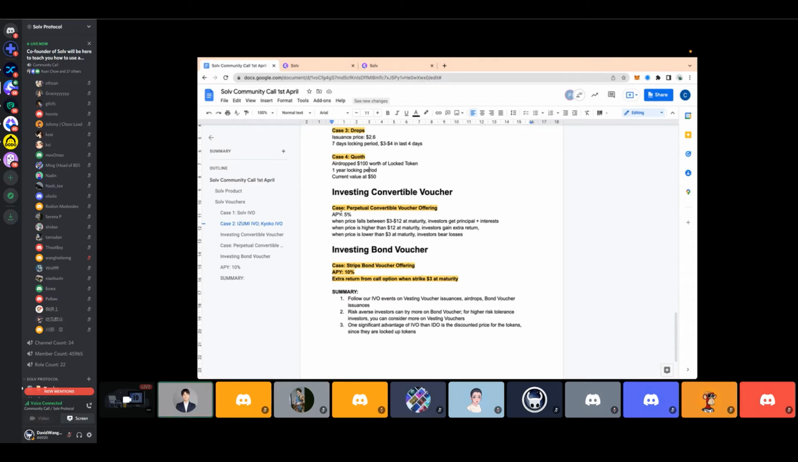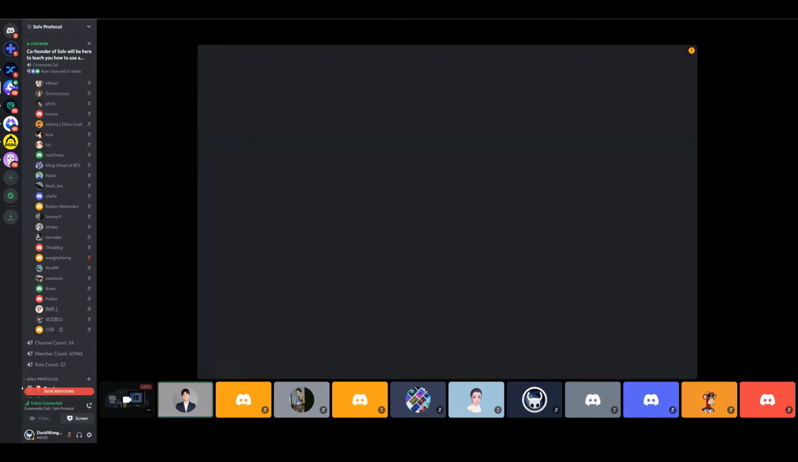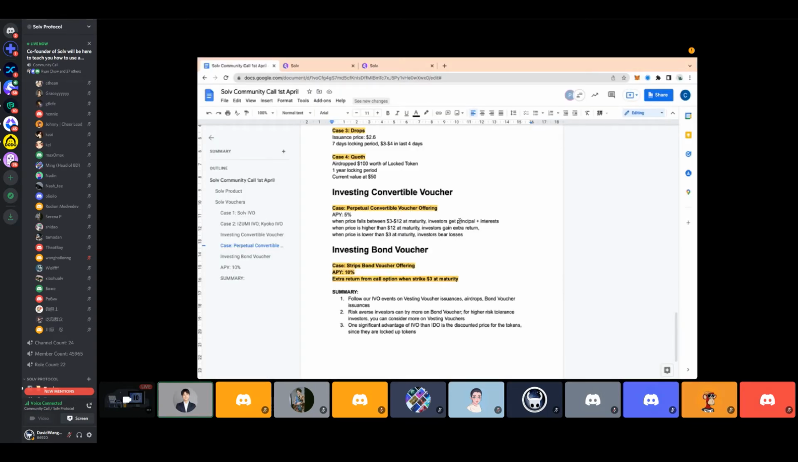So they offer an APY of 5%, and say if finally the price per token is between $3 and $12, then you as the investor of this convertible voucher can earn 5%. So say if you invest $1 million, then you will get back $1,050,000 if it's a 1-year lockup. So it's very simple.